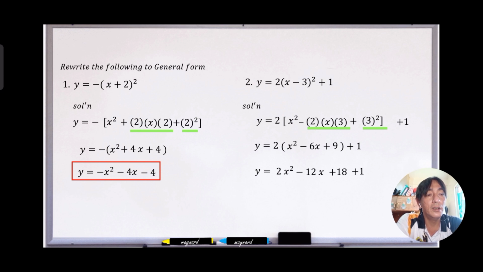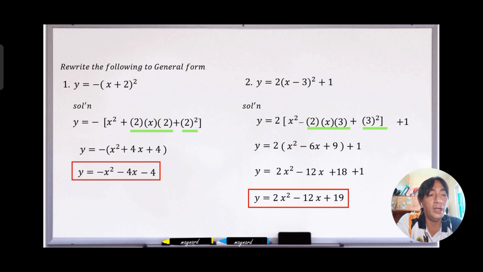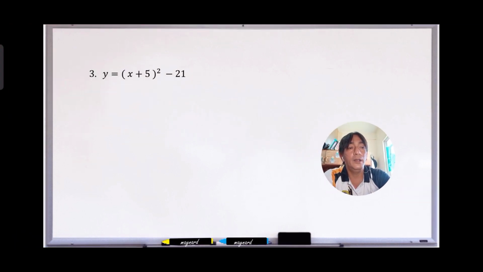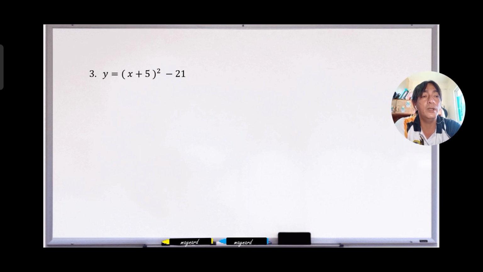Which is, i-add pa natin dun sa 18 para makuha natin yung c. Now, final answer natin, y equals to 2x squared minus 12x plus 19. Okay, ang y-intercept natin yung value ng c, which is 19. Okay, so sana nakasunod tayo, no? Let's go now to example number 3.